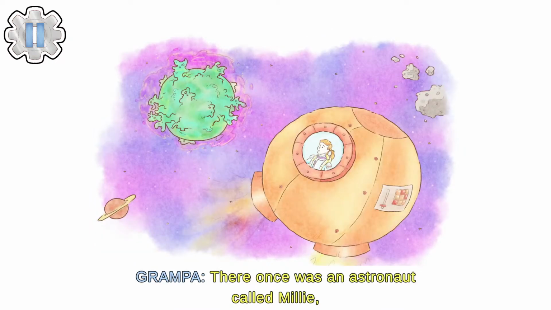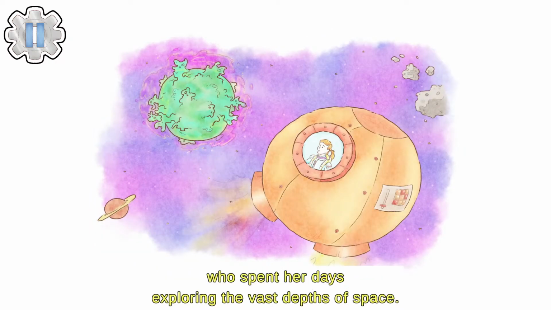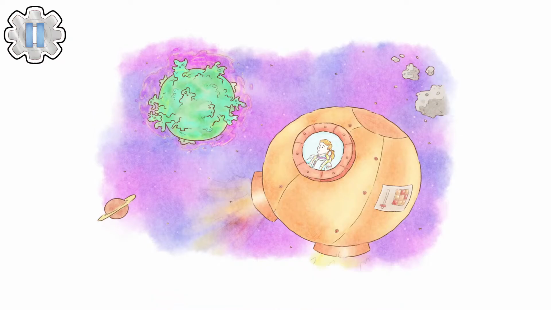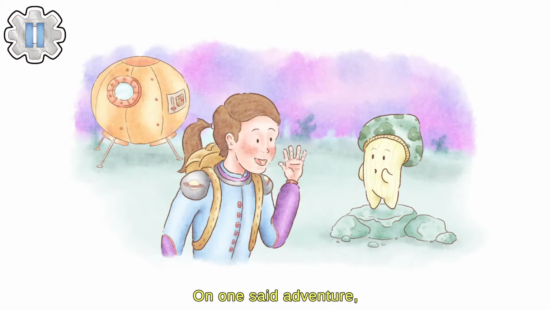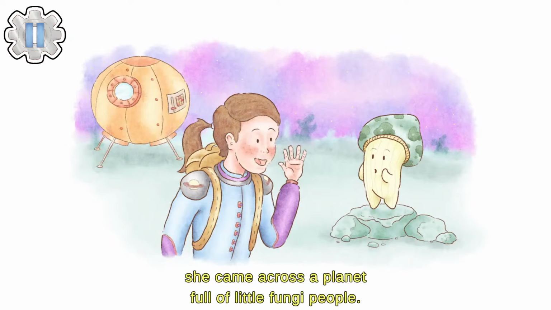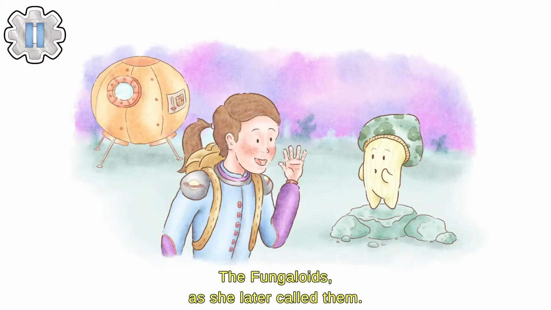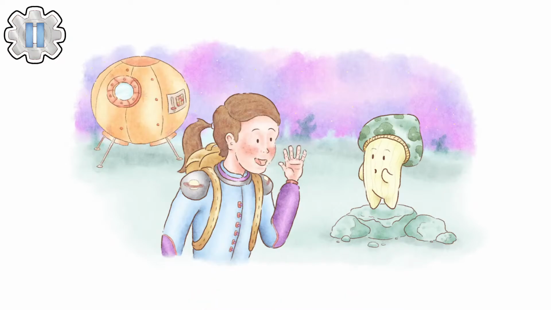There once was an astronaut called Millie, who spent her days exploring the vast depths of space. In an orange round spaceship, Millie looks out at the various meteors, stars, and planets. On one such adventure, she came across a planet full of little fungi people. The Fungaloids, as she later called them. Millie is wearing a blue and purple jumpsuit with her yellow backpack. She happily waves at a young Fungaloid.